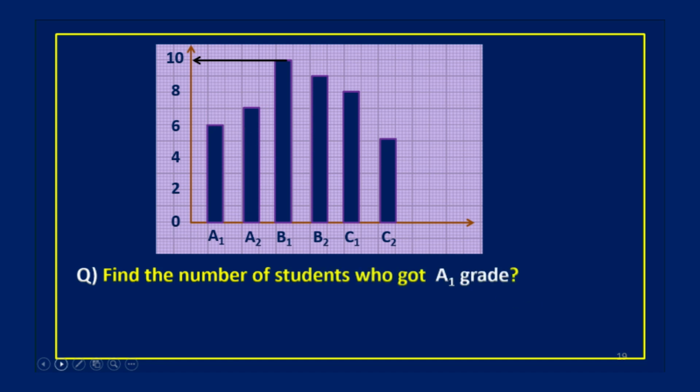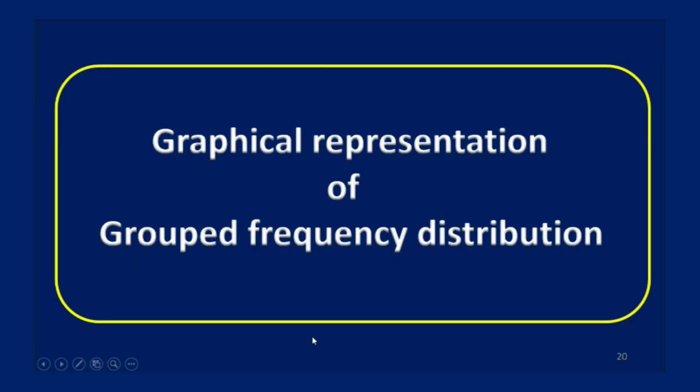Find the number of students who got A1 grade. Children, can you find it? Yes, this is the A1 and you can see that its corresponding number here, it is 6. So 6 students got A1 grade. So this is called interpretation of a graph. Children, using this graph we are able to answer questions.